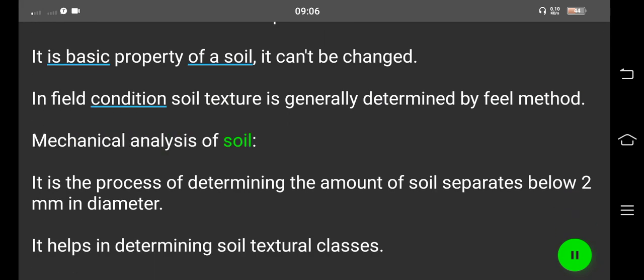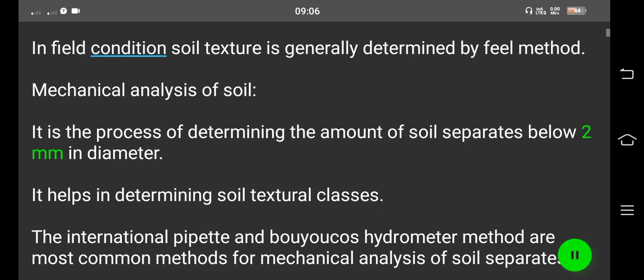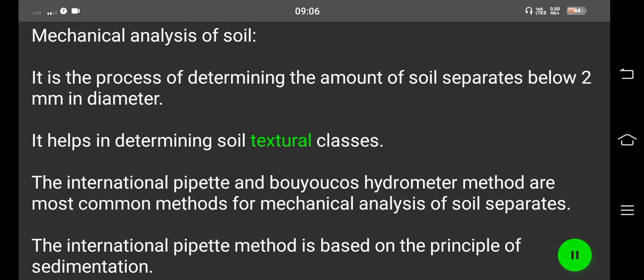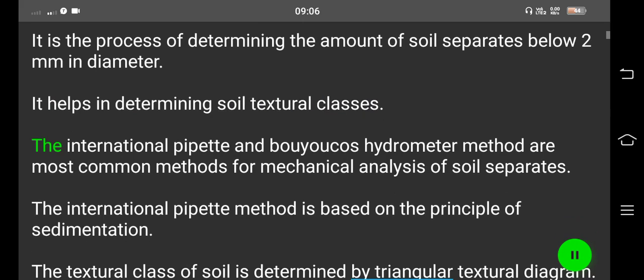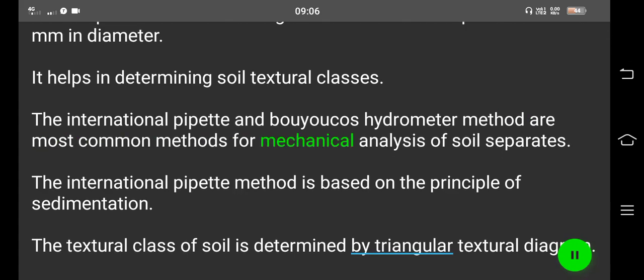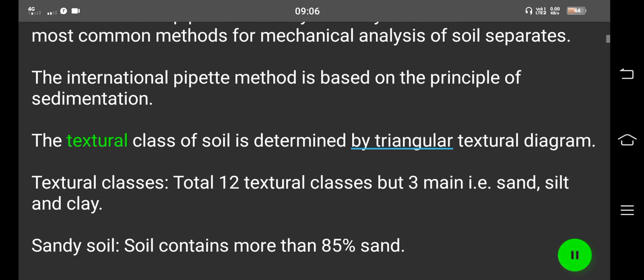Mechanical analysis of soil. It is the process of determining the amount of soil separates below 2 mm in diameter. It helps in determining soil textural classes. The International Pipette and Bouyoucos hydrometer methods are the most common methods for mechanical analysis of soil separates. The International Pipette method is based on the principle of sedimentation. The textural class of soil is determined by the triangular textural diagram.